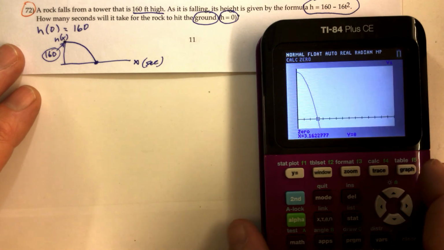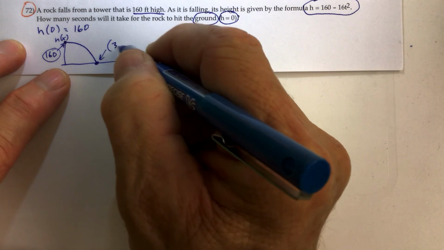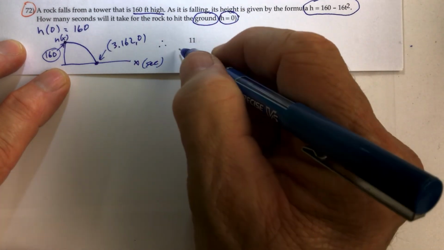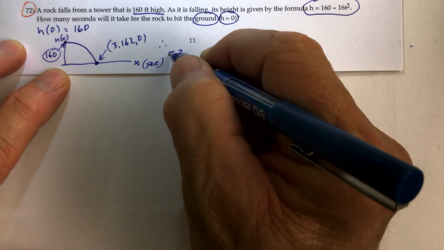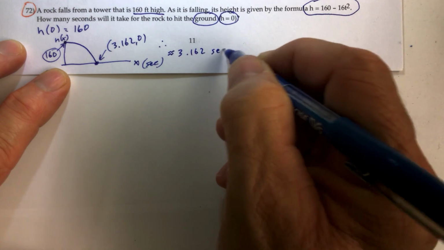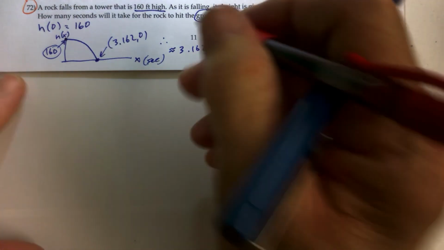So 3.162. So we would do this. This is the work that you would need to show. 3.162 comma 0, and you would say therefore, that's approximately equal to 3.162 seconds for the rock to hit the ground. And that's the answer to that problem.